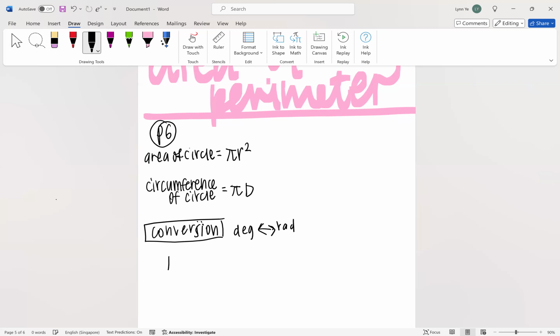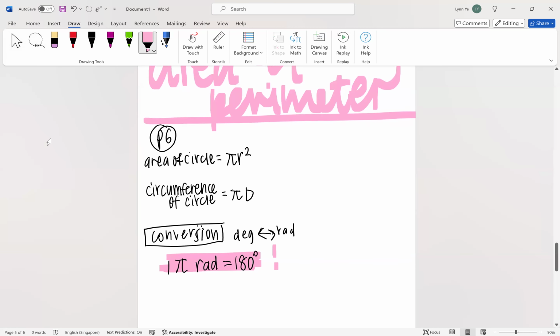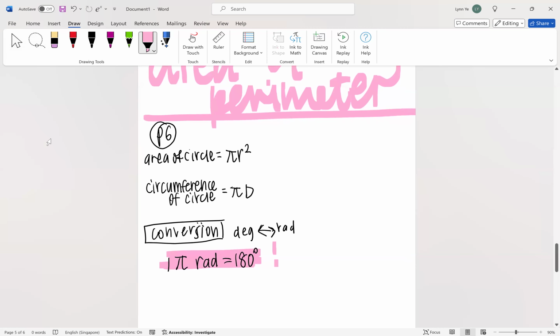It's not called 1 radian. 1 pi radian is 180 degrees. So what does that mean? You need to go and memorize this. Once you memorize this, a lot will be easier on how to convert. So I give you guys some time to copy first.